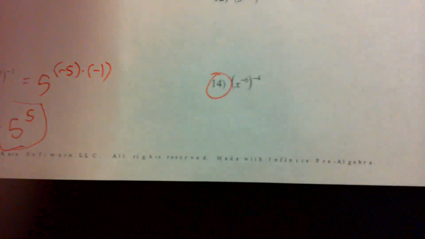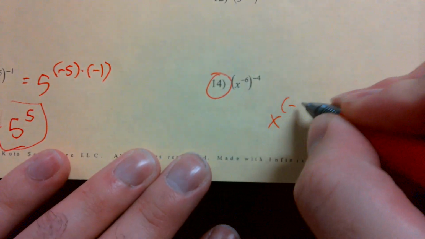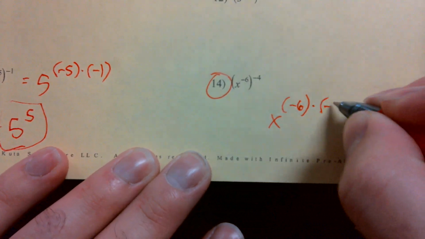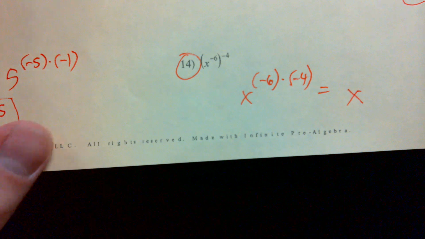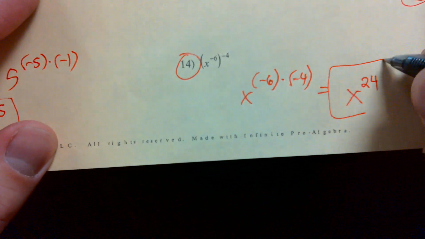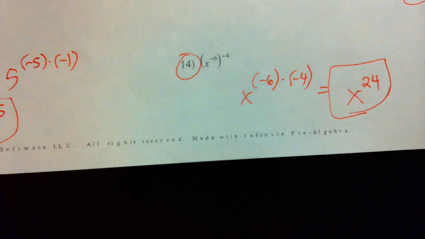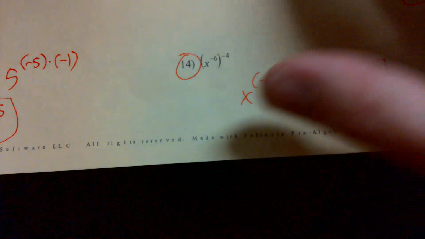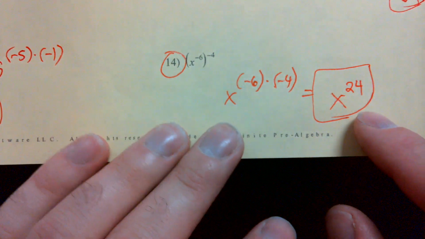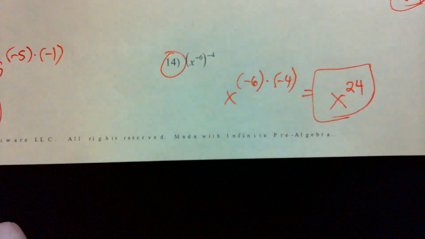And finally, number 14, keep our base of x. Once again, -6 times -4. Well, that's going to give us a positive something, but what's 6 times 4? Positive 24. Maybe we'll do a multiplication facts review again so that we can get that done. I don't know. X to the 24th is what we get.